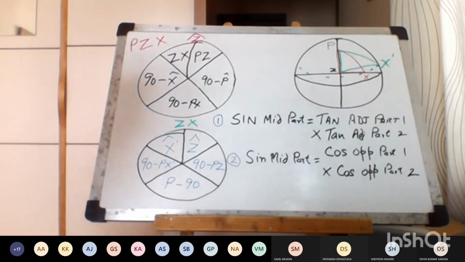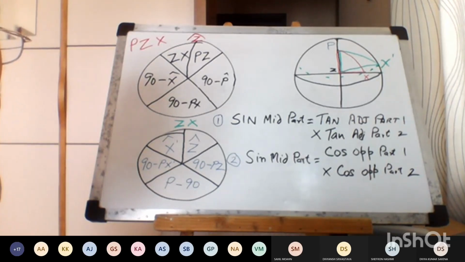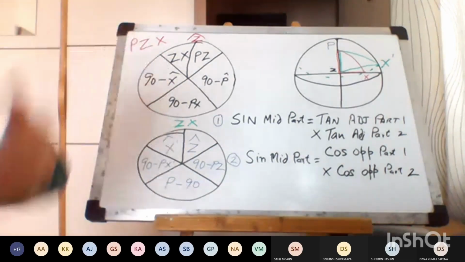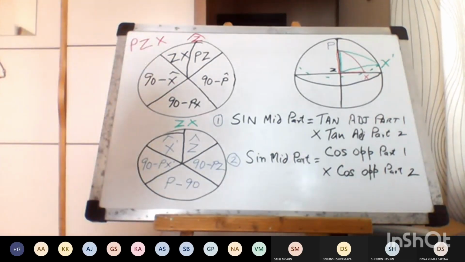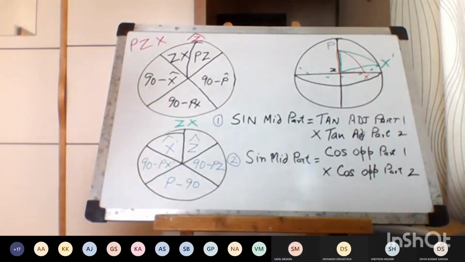Now, we have been saying that to solve a spherical triangle, three things should be known to us, either two angles and one side or three sides, some combination. If three things are known to us, then we can solve the spherical triangle. Now in these two diagrams, one thing is already known to us: either one side is 90 or one angle is 90. Am I right? Yes or no? Yes.